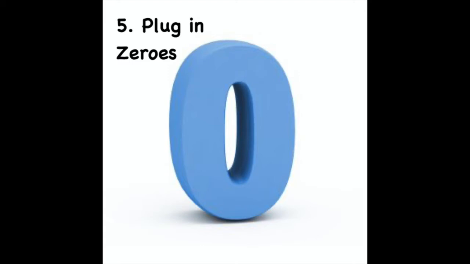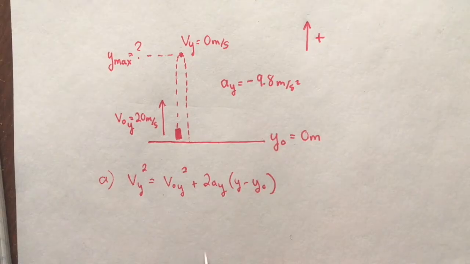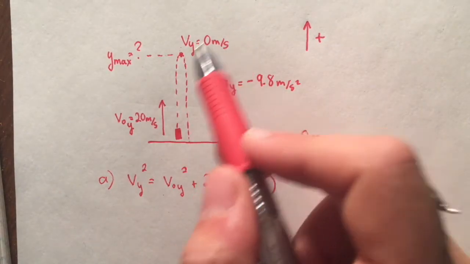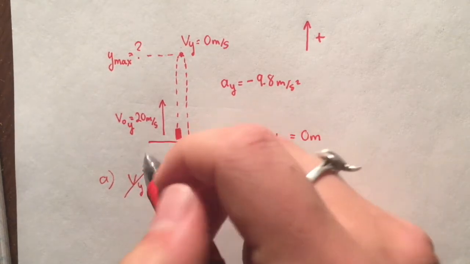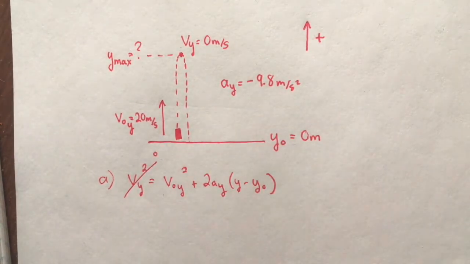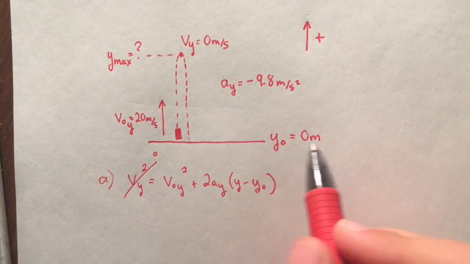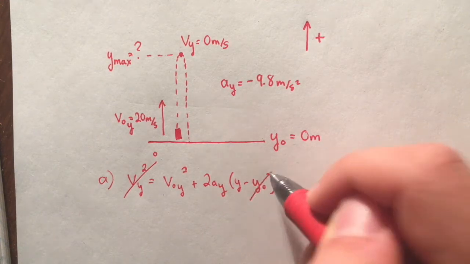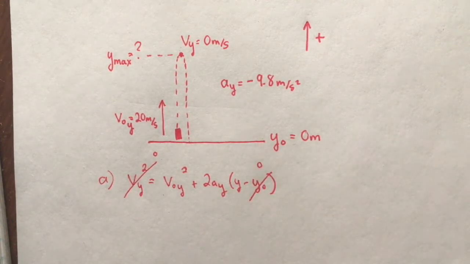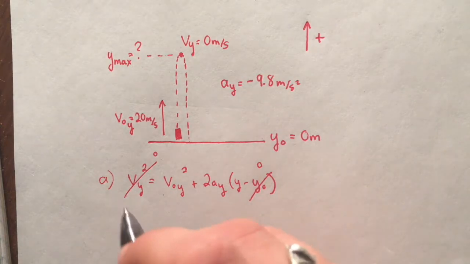All right, my next step is to plug in my zeros. So I refer back to my picture. The final velocity is 0, so I can cross that out, make it a 0. I see that the starting position is also 0 meters, so I can cross that out, call it 0. Now I'm going to rewrite this equation with my zeros in it.